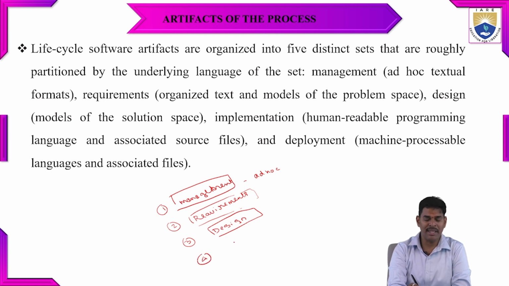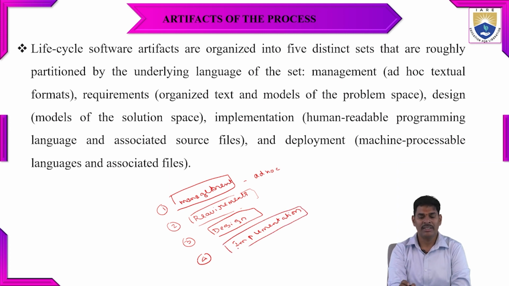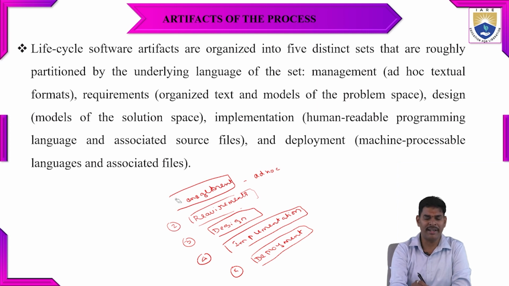And the next one is implementation. In this implementation set, the human coding as well as the automation in text or the coding part has to be incorporated. In the implementation, we need to check the human readable programming language and also different types of source files. And the last one is deployment. Deployment means the final product has to be initiated. In the deployment, we need to check that machine processable languages and associated files have to be used. So these are the different types of artifact sets which are divided into 5 types.